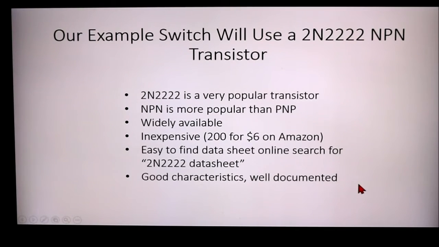Okay, so why are we going to use a 2N2222? Well, for this example and most examples, it's a very popular transistor. It's NPN, which is more popular than PNP. It's widely available. It's inexpensive. I bought 200 of them on Amazon for about $6. And it's easy to find data sheets online, multiple data sheets from multiple manufacturers, very easy to pull up. It also has good characteristics and it's very well documented.